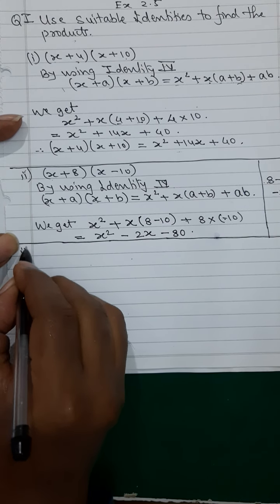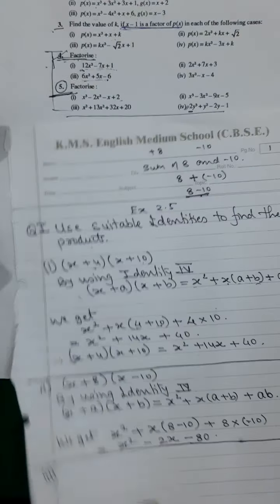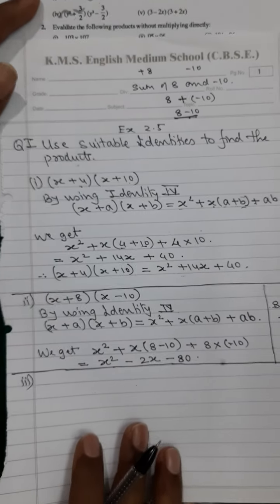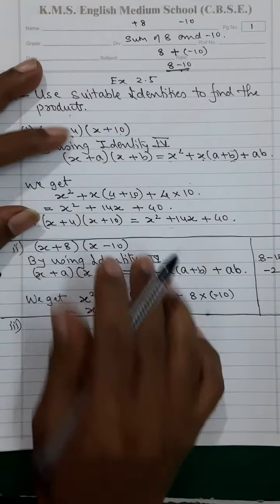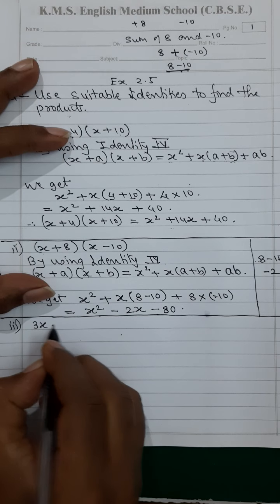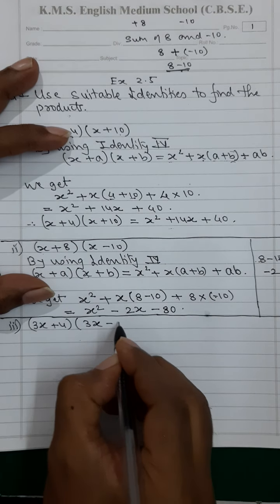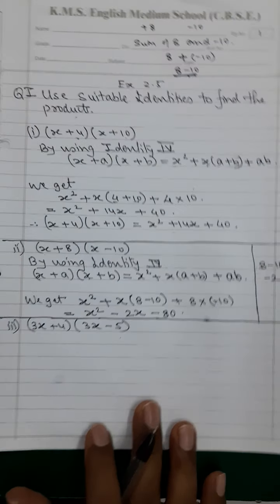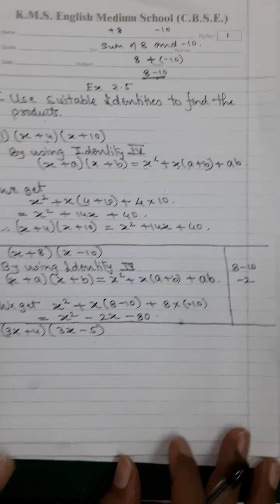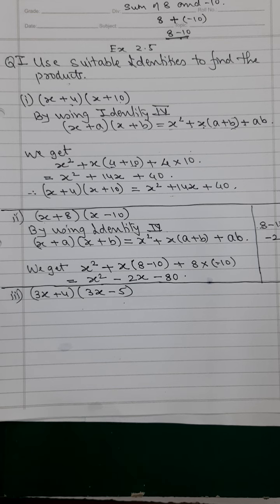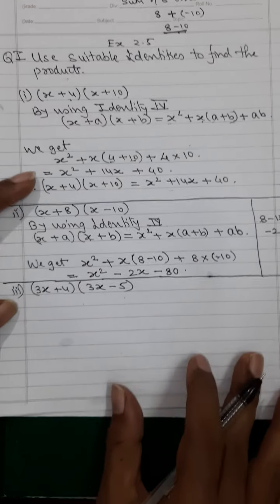Now, going to the third one. Third question is 3x plus 4, 3x minus 5. Dear students, kindly pause the video, try on your own, and when you finish then resume. Okay.